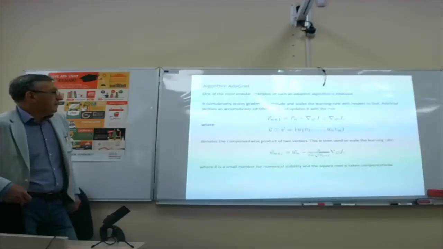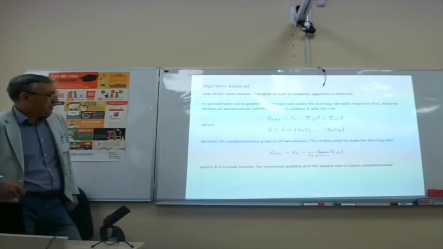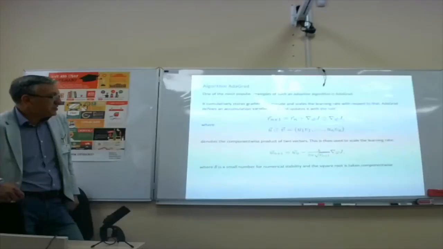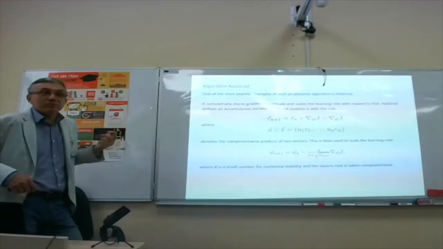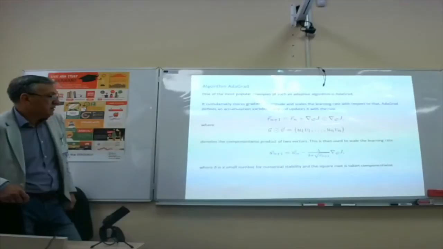This accumulation variable is then used to scale the learning rate. And this is the formula. In the space of our variables, we construct a new variable based on the previous one, corrected by the learning rate and this special component. How does this component behave? The delta is a small number for numerical stability, and the square root is taken component-wise in this model.